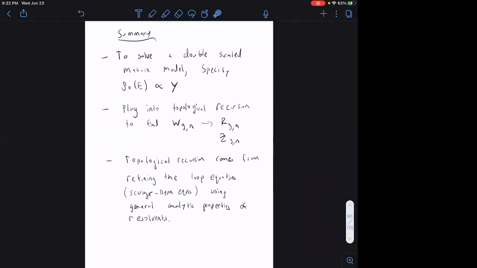So to summarize everything that we need to know about these matrix integrals: if we want to solve a double-scaled matrix integral, all we need to do is specify the leading order density of states, which is just this spectral curve y. And then we can plug y into the topological recursion to get the resolvents, or these partition functions of genus G. And this topological recursion comes from refining the loop equations using just general analytic properties of these resolvents.